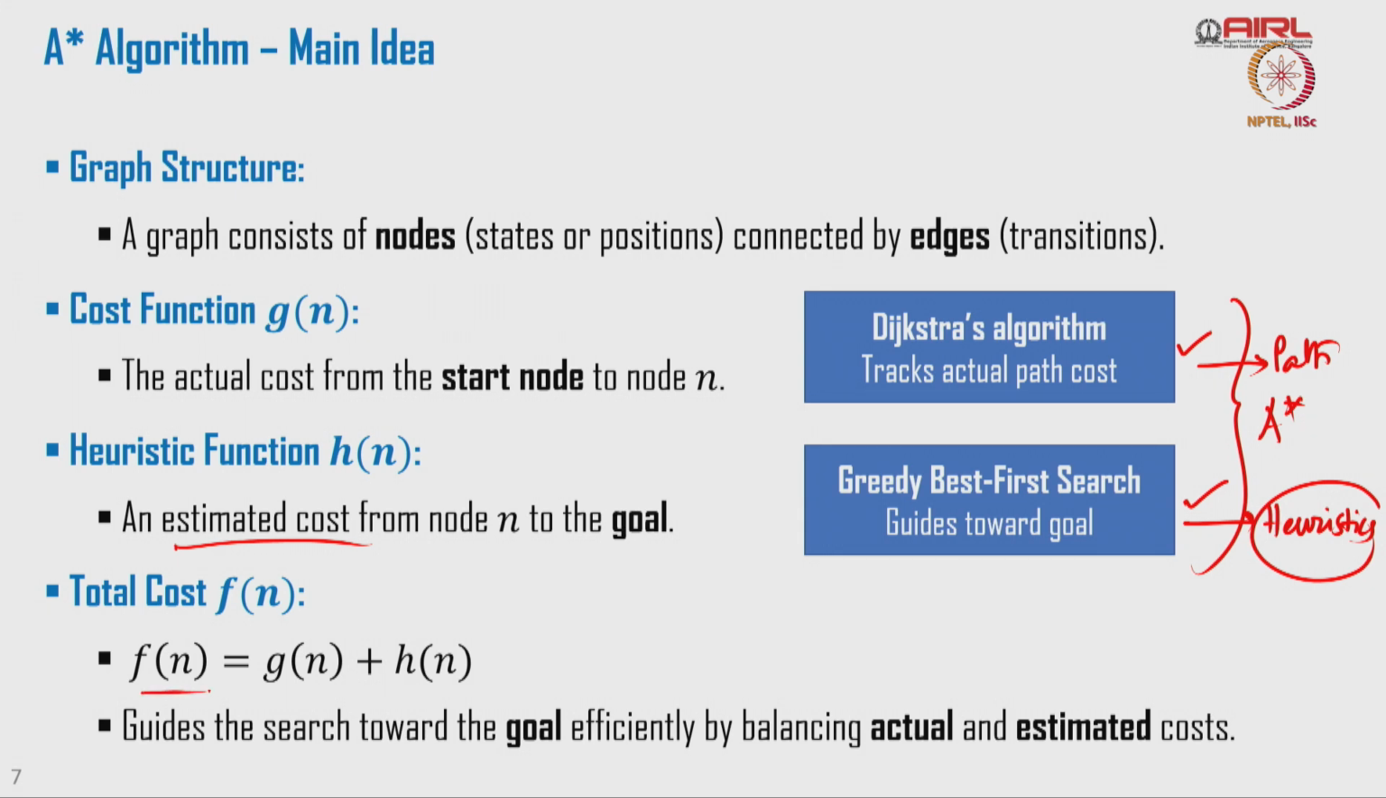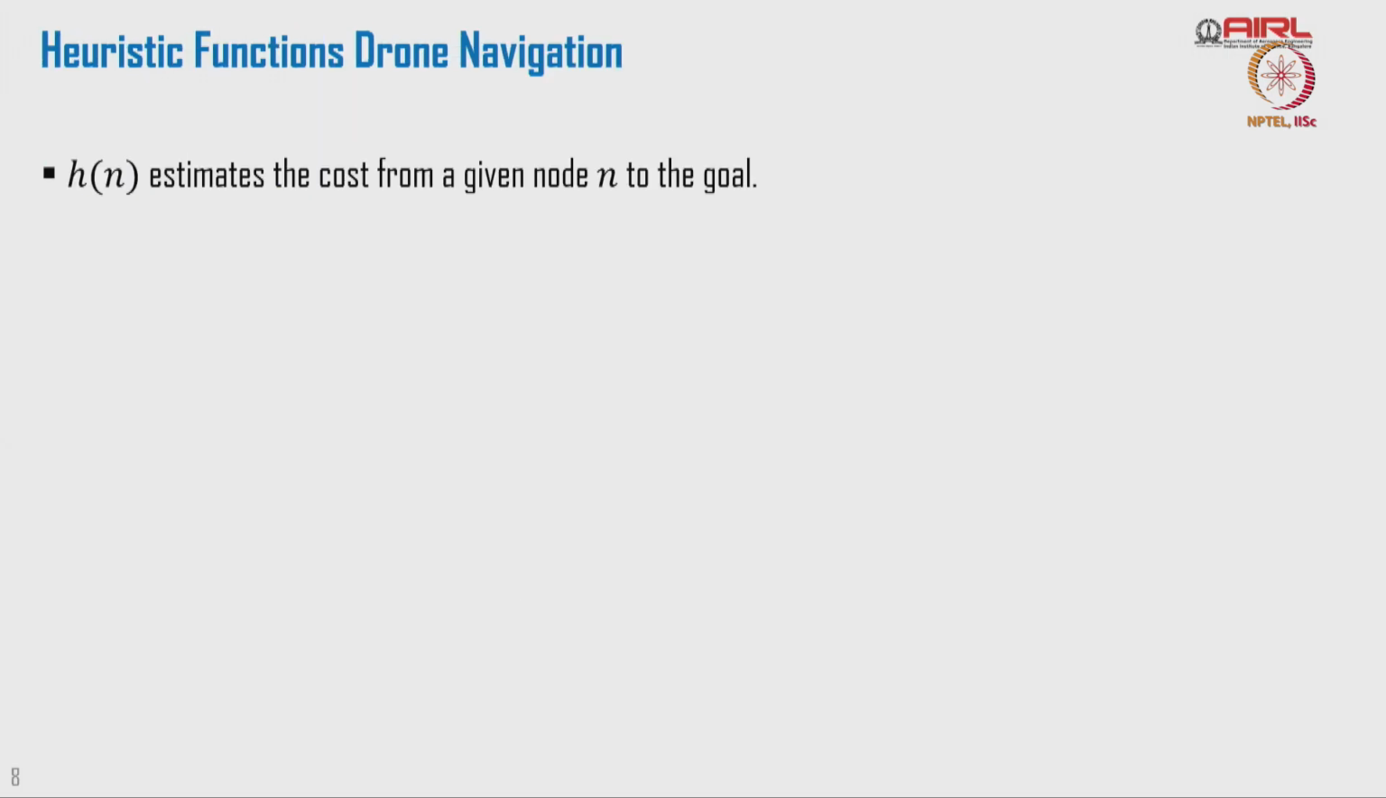So, what is the total cost? Total cost f(n) will be the sum of the cost function and the heuristic function, okay. And it guides the search toward the goal efficiently by balancing actual and estimated cost. This is the actual cost, this is the estimated cost. Okay. So, h(n), what is the heuristic in drone navigation? h(n) estimates the cost from the given node n to the goal.